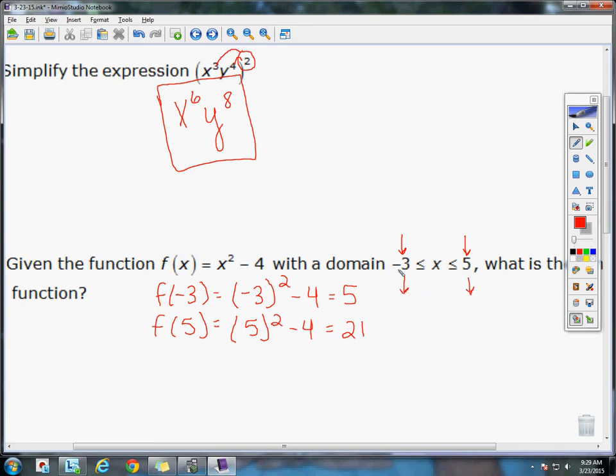So when you plugged in negative 3, you got a positive 5. When you plugged in 5, you got a positive 21. You keep your inequalities the same. The only thing that's going to change is instead of x, we're going to put a y because this is our range. So 5 is less than or equal to y, less than or equal to 21 is your answer.